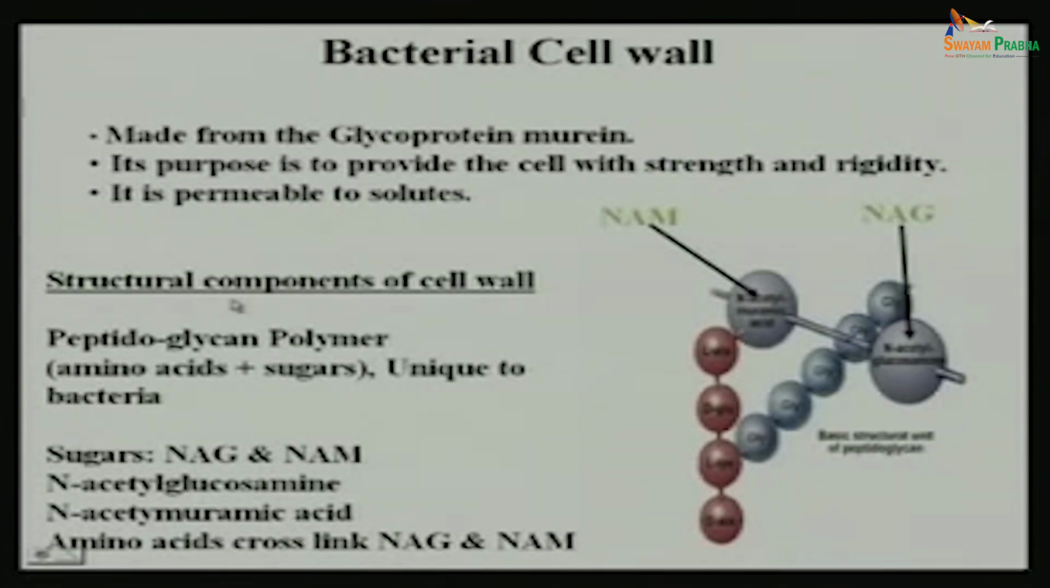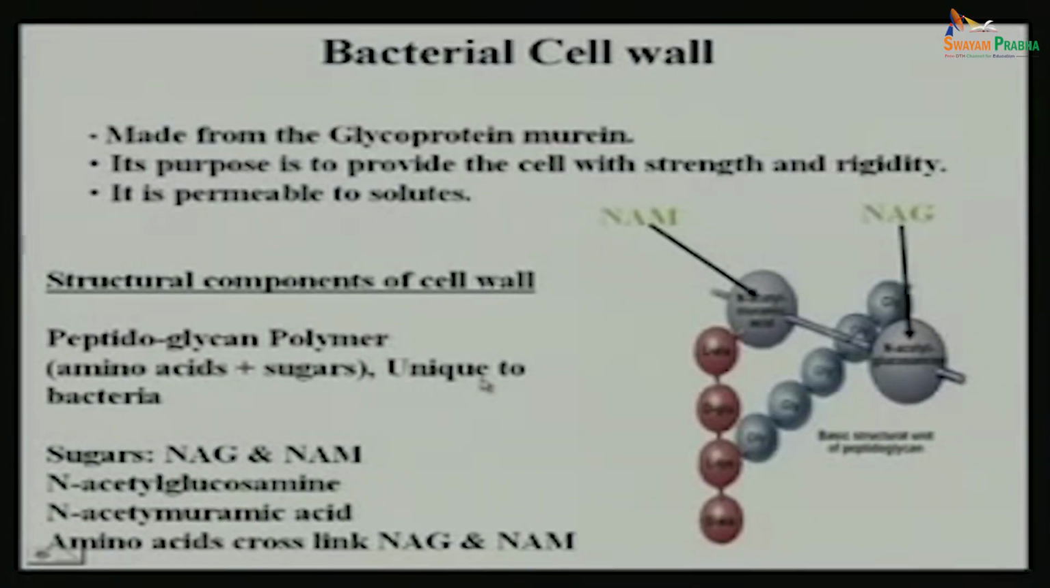Now, if we see the biochemical components in this glycoprotein structure, in the bacterial cell one of the major components present is peptidoglycan. What is peptidoglycan? Peptidoglycan is a polymer where sugar and amino acids are tightly bound with each other. It is very unique as far as the bacterial cell wall is concerned.